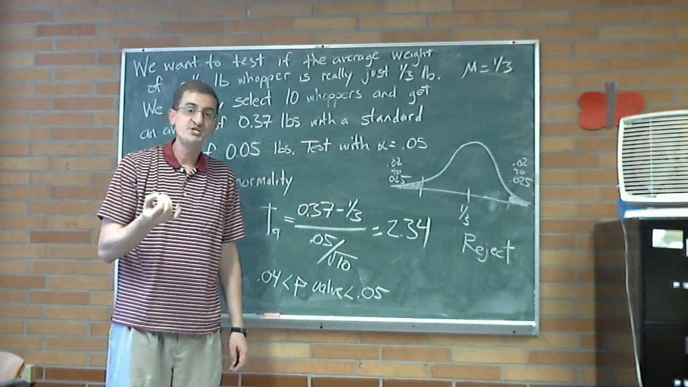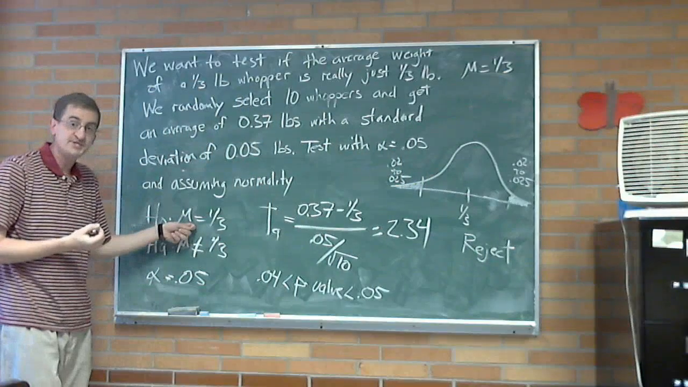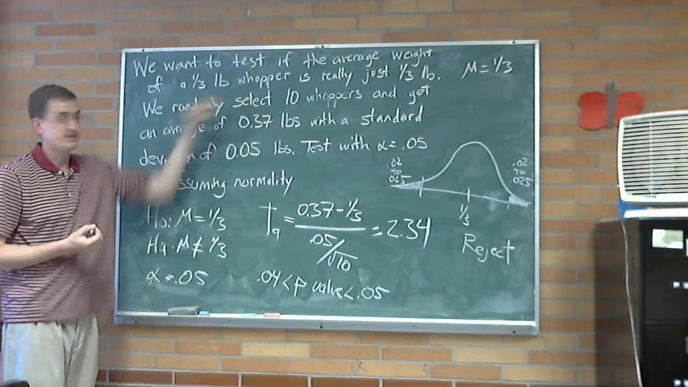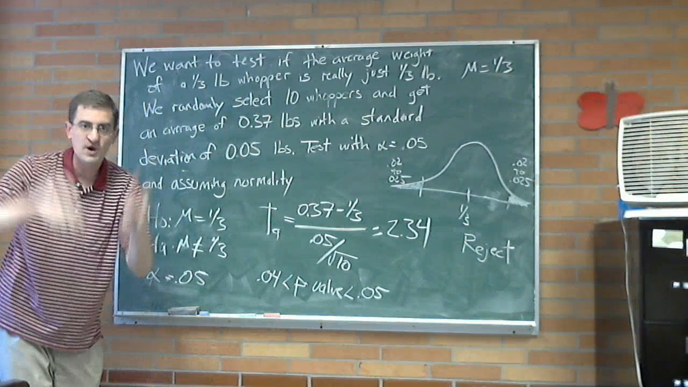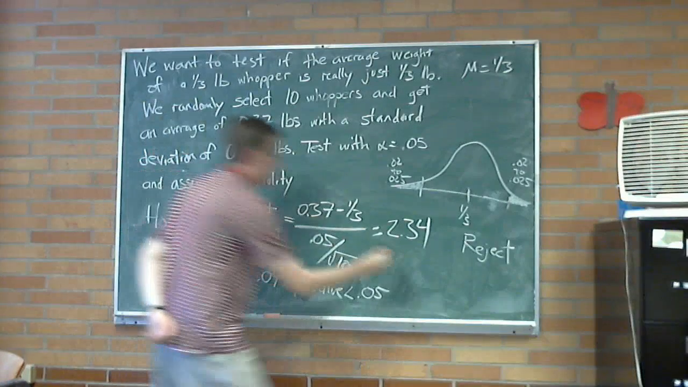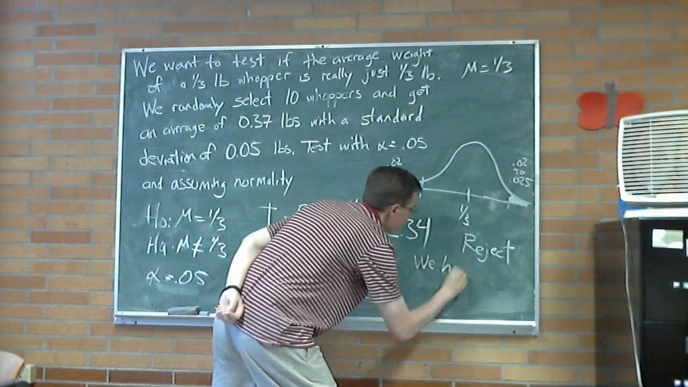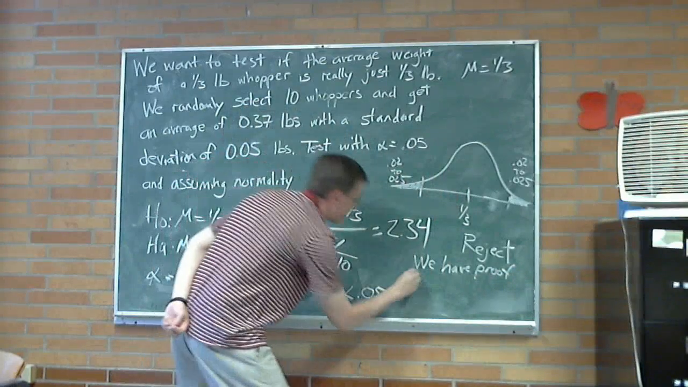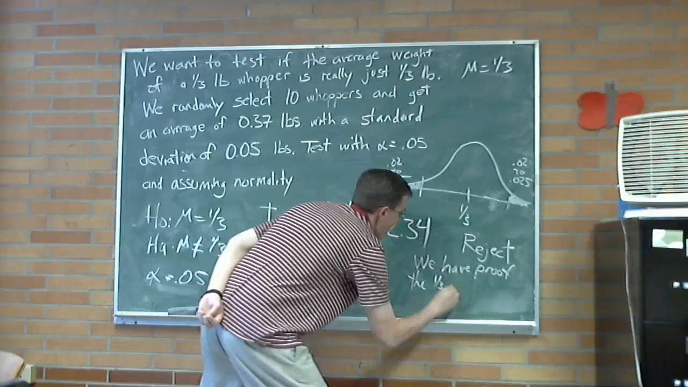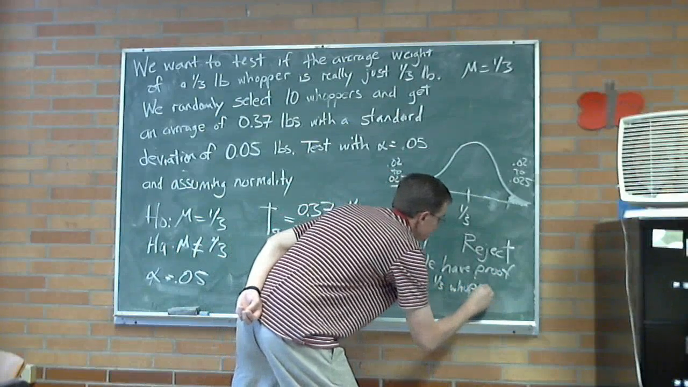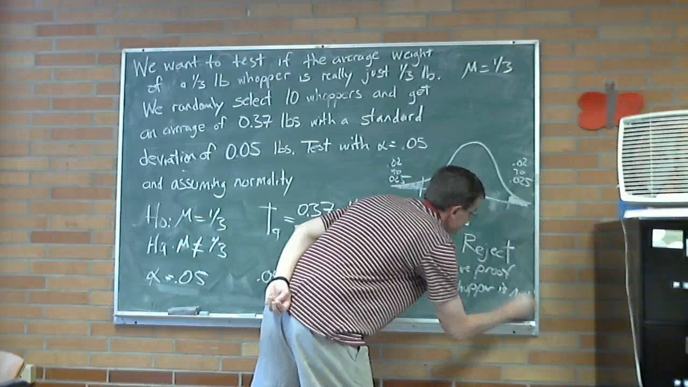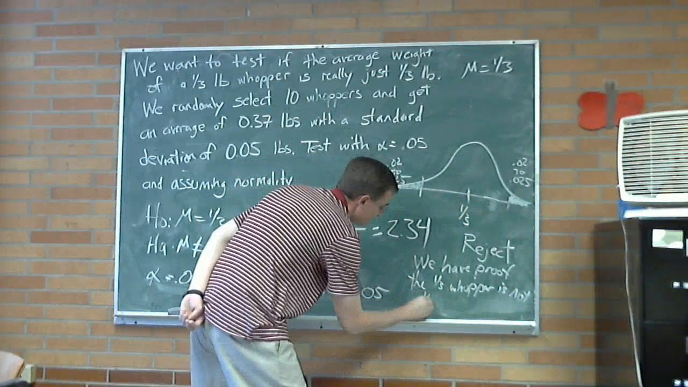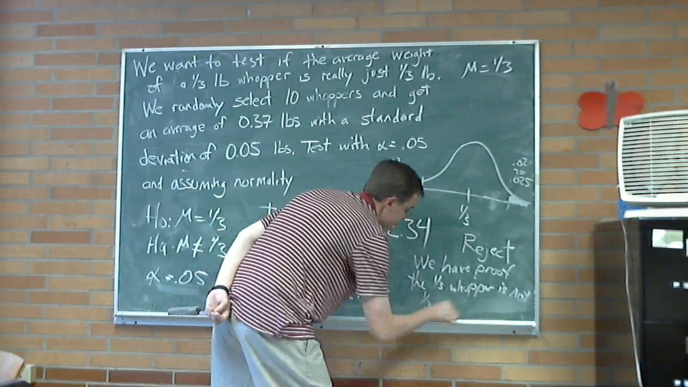Reject. If I reject, what am I going to conclude? Well, I rejected that the average is 1/3. What have we shown about Burger King? Their 1/3 Whopper really isn't. So we have proof. We have proof the 1/3 Whopper is not 1/3 on average. Except I'm running out of chalk here. 1/3 on average.